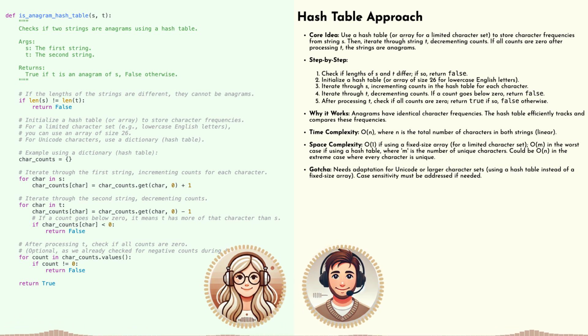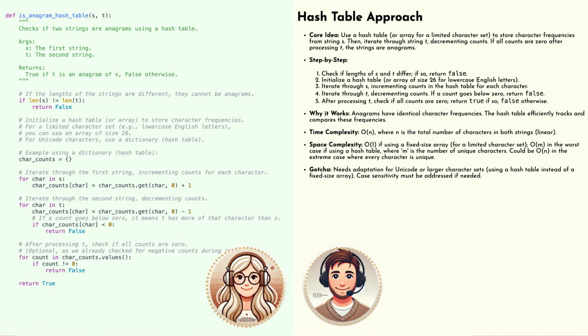You are absolutely right. They have the same big O notation, but in practice, the constant factors involved in hash table operations are usually way smaller than with sorting. So for really big strings, this is going to be noticeably faster. That makes sense. We're not doing all the comparisons and all the moving around that comes with sorting. Right. We're just tallying things up.